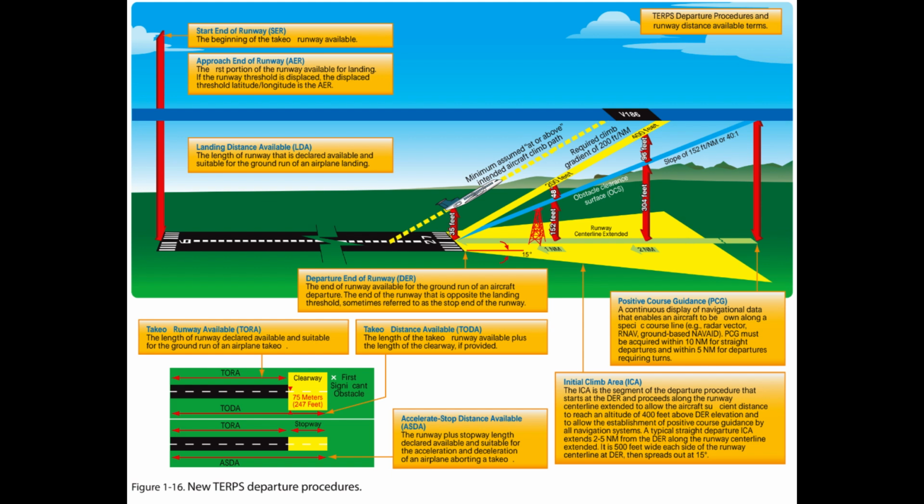The obstacle environment may require a climb gradient greater than 200 feet per nm. In these cases, the ROC provided above obstacles is equivalent to 24% of the published climb gradient. The required climb gradient, for obstacle purposes on ODPs and SIDs, is obtained by using the formulas.